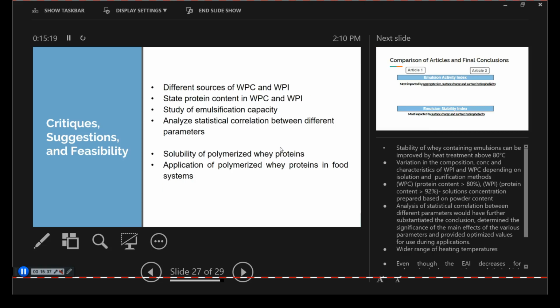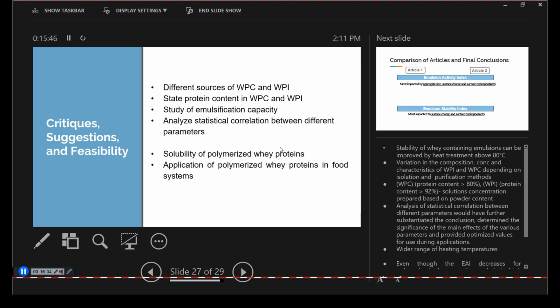Looking at some critiques, the manufacturers for the two samples were different. So depending on the purification method that they use, the composition and characterization of the samples might be different. They did not mention the exact protein content in the samples, and the solutions were prepared based on the powder content and not the protein content, so it would be difficult to compare the results with other studies.